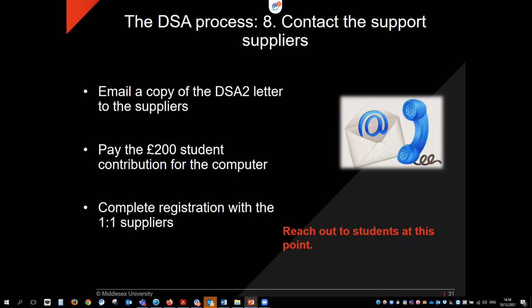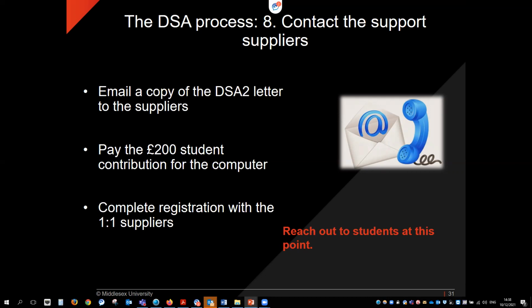The university also gets a copy of the DSA letter if the student has given permission to Student Finance England or to the DSA team to share this information with the university, of course. If they haven't given permission, then the university will not receive a copy of the DSA2 letter.